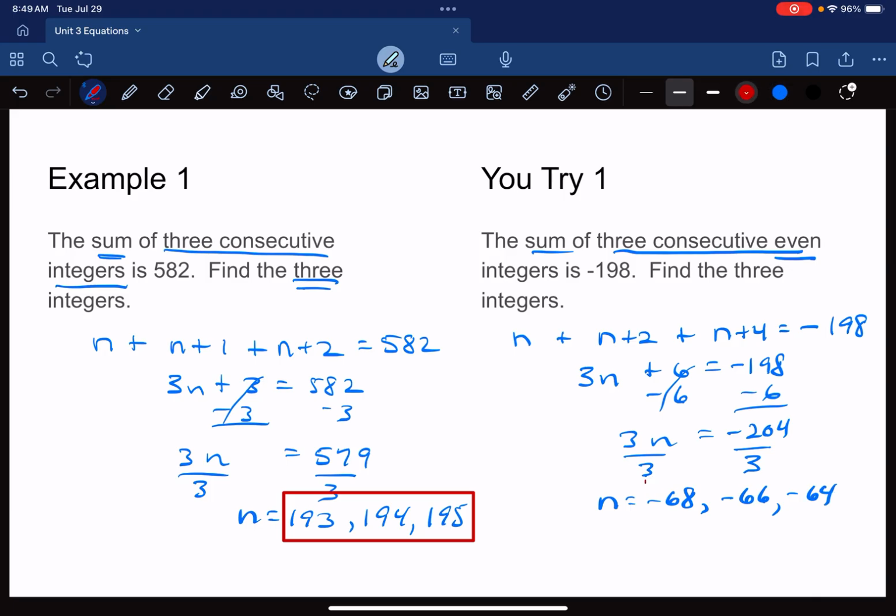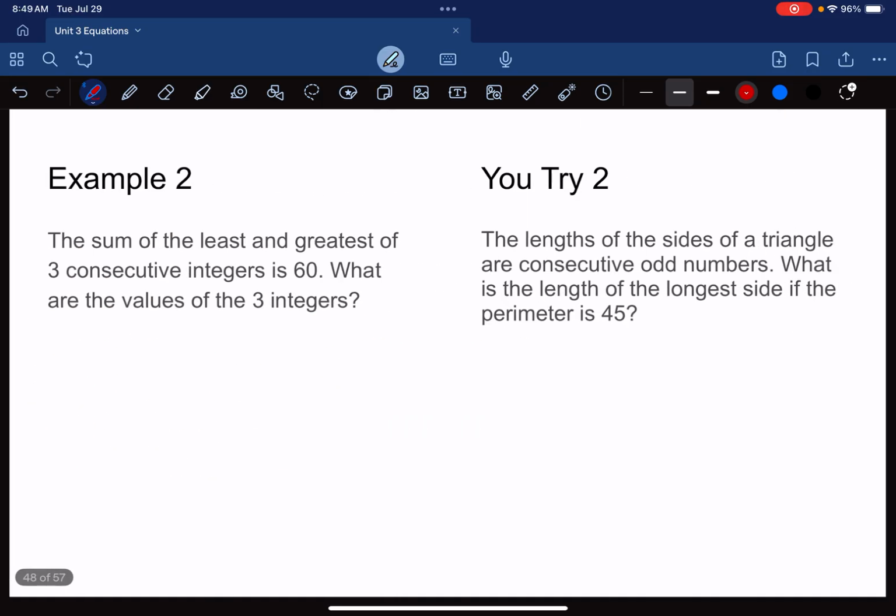Okay. So it says find the 3 consecutive integers, and there they are. Hopefully you got that one right. Example 2. Oh, this one gets a little more complicated.